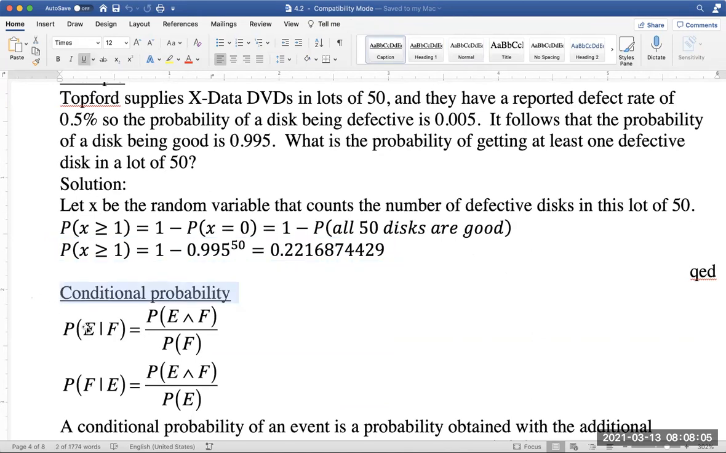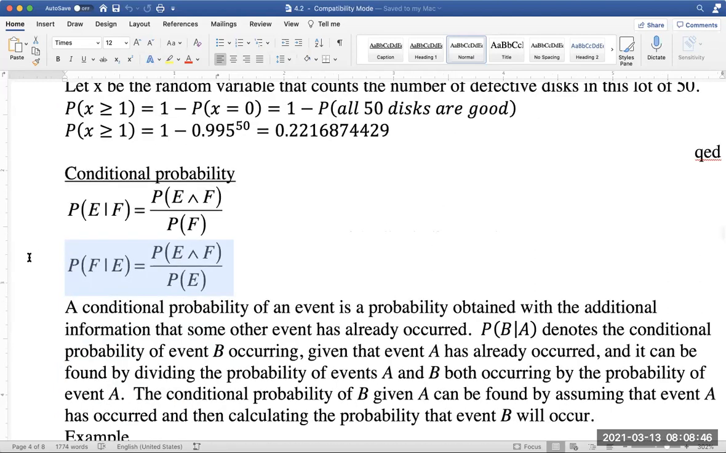Conditional probability. The probability of E given F is the probability of E and F divided by the probability of F. Or, if I look at it this way, the probability of F given E is the probability of E and F over the probability of E. Notice in this notation, it helps you figure out what you're dividing by, because this sort of looks like division. Your quote unquote denominator is F, your denominator is E. So this notation helps you to remember the formula.